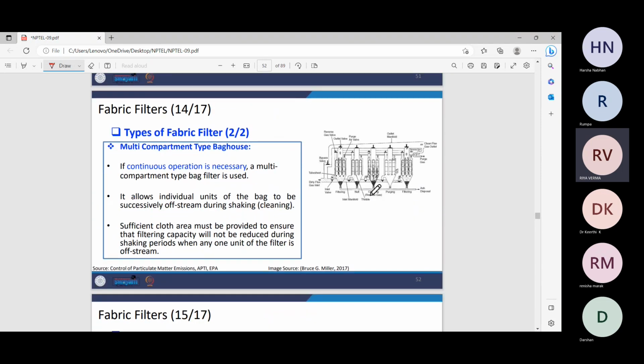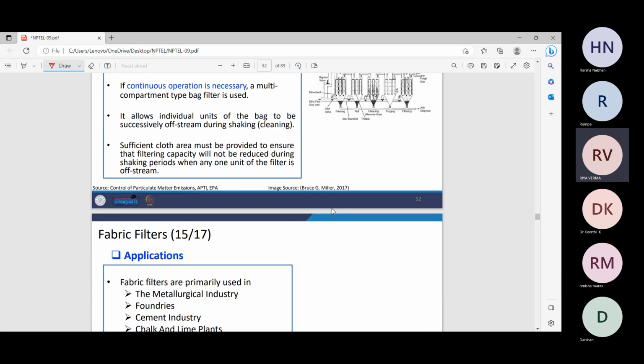So if we need to continuously operate the filter, a multi-compartment type of filter bag is used, because if we are cleaning one filter, then others are in operation. So it allows the individual units of the bag to be successively off stream during shaking, during the cleaning process, or sufficient cloth area must be provided to ensure that filtering capacity will not be reduced during the shaking periods, because when any one unit of the filter is off stream.